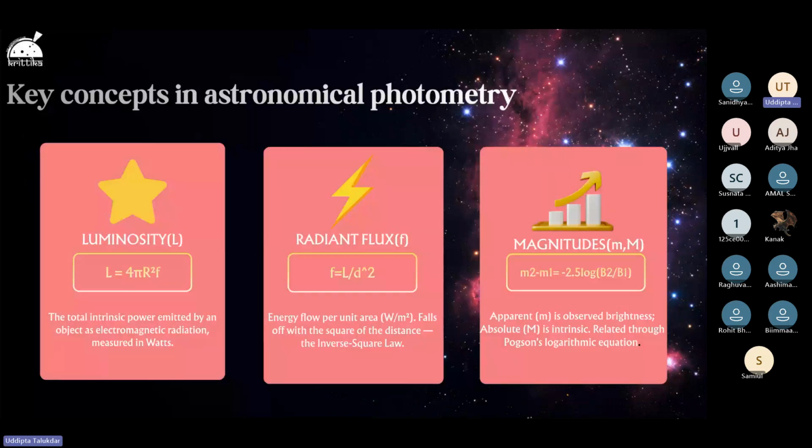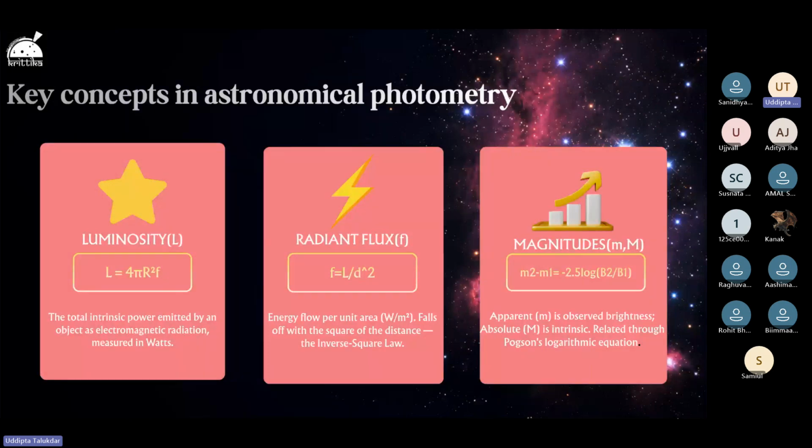The formula comes from treating the star as a sphere. So we multiply the surface area 4 pi r square by the flux at its surface. This is the star's true brightness. Luminosity doesn't change with distance, it's a property of the star itself.